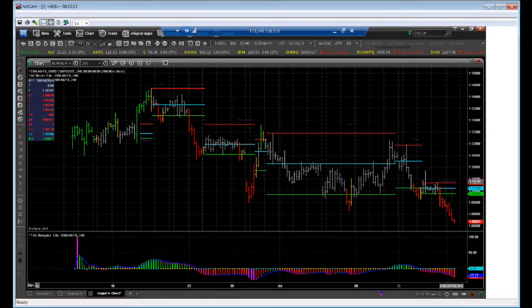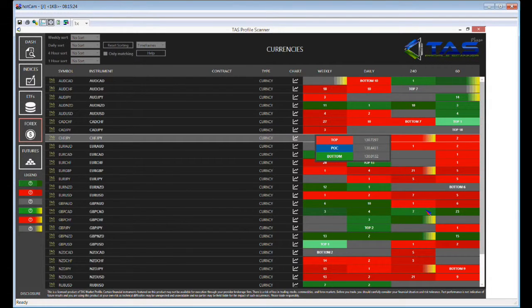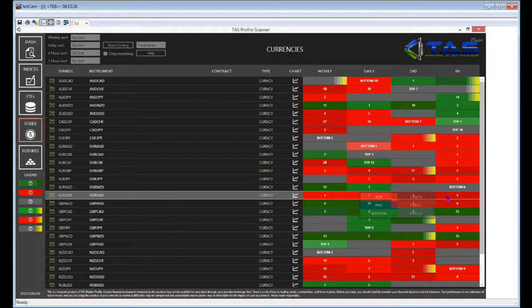Remember, going back to the scanner, I'm going to go back to our EUR-USD. When you start seeing any orange peelbacks on here, that means that we have immediately a new profile attempting to appear, in this case, a new demand area.